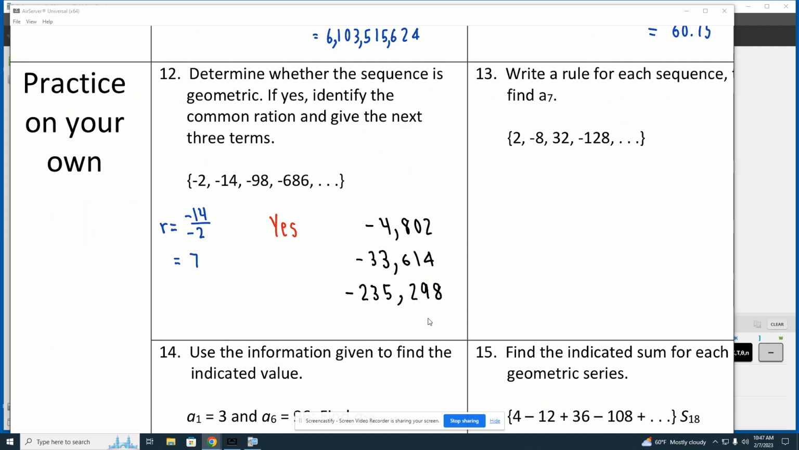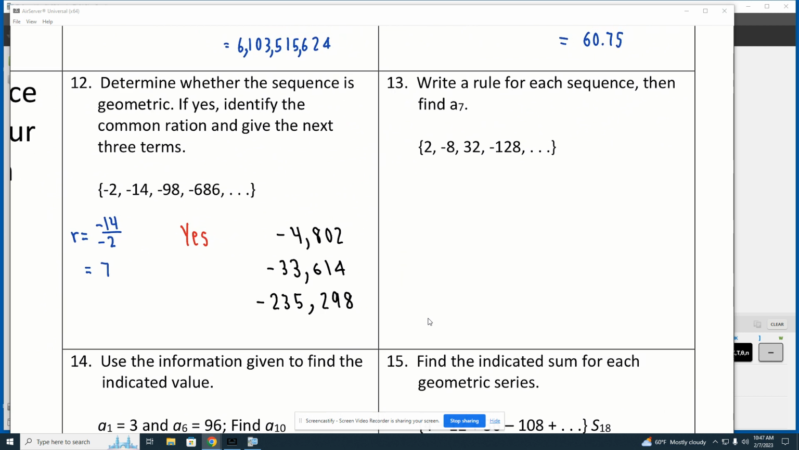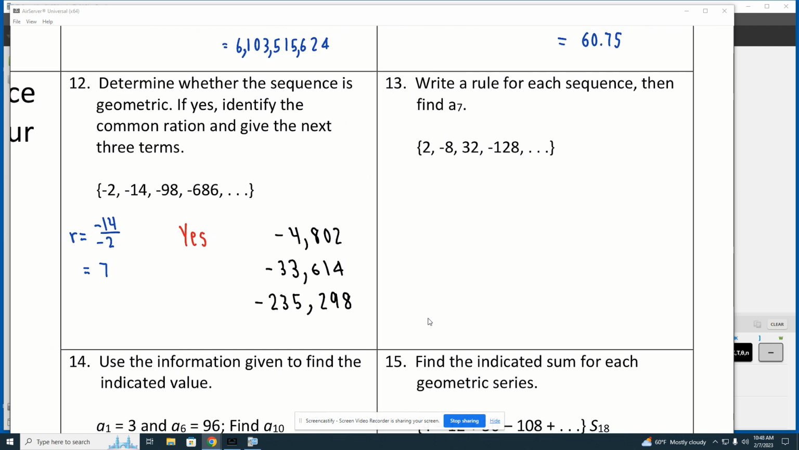It's that easy. You check to see if it is a common ratio, and if it keeps following that, you find the next 3 terms. Look at number 13. This is the second type of problem you'll have. Write a rule for each sequence. So it already tells you it's a sequence. So let's find the common ratio. How?